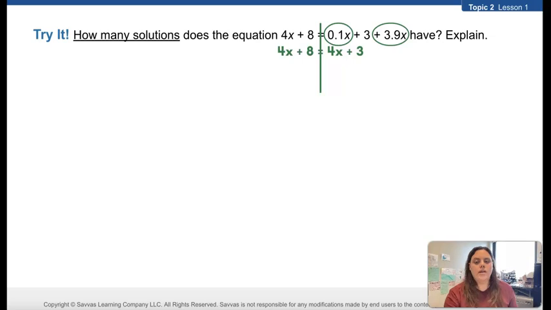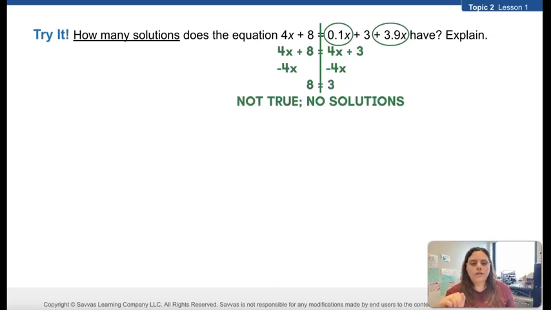For the other equation, we are going to combine like terms. 0.1x plus 3.9x is 4x, so we have 4x + 8 = 4x + 3. We'll subtract 4x from both sides and get 8 = 3. We know this is not true, so there is no solution. The equation has no solution.